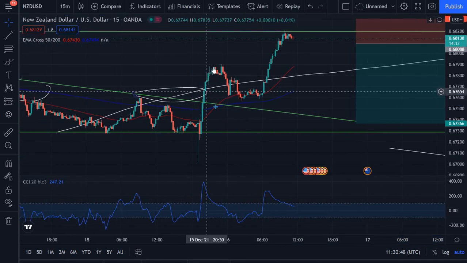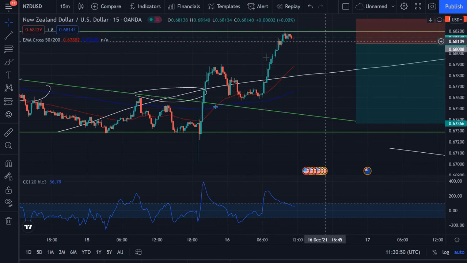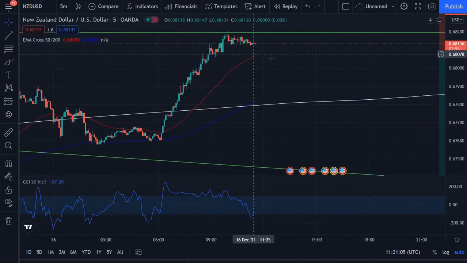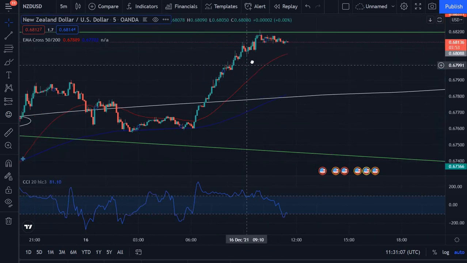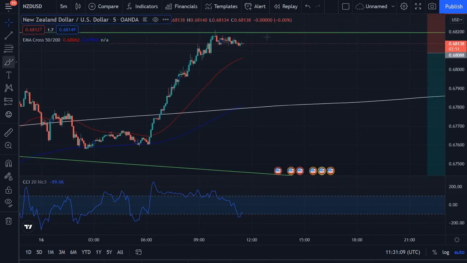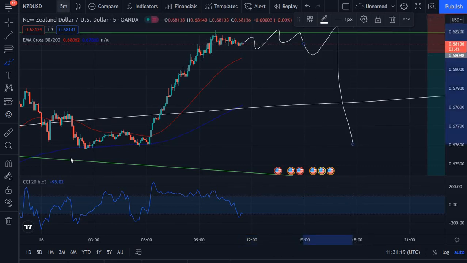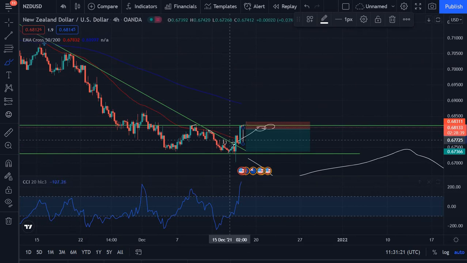Here we had again this kind of triangle and then a breakout to the upside. So I would look for the same but to the downside, with a cross between the 50 and 200 EMA, and then kind of a triangle or wedge, and then the downside movement. So for now it looks like we will see a movement to the resistance area, so either a breakout to the upside or a breakout to the downside. These are the two options, pretty much as always.